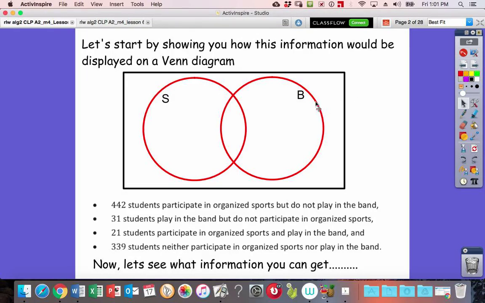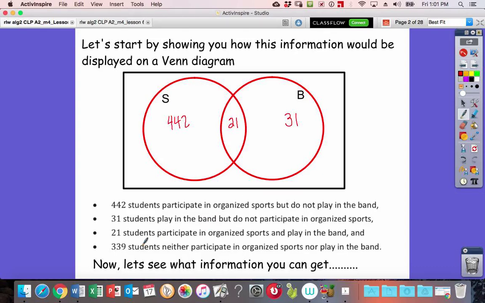So let's start by showing you how this information would be displayed on a Venn diagram. They give you all this information. 442 students participate in organized sports but do not play in the band. So if I have S as all the ones that play in organized sports, I would put this 442 over here. If I have 31 students that play in the band, but they do not participate in organized sports, that would go over here. Then I have 21 students that play in sports and in the band, it's 21.